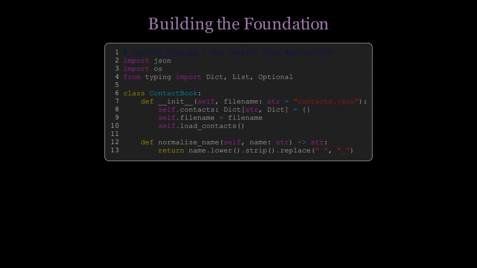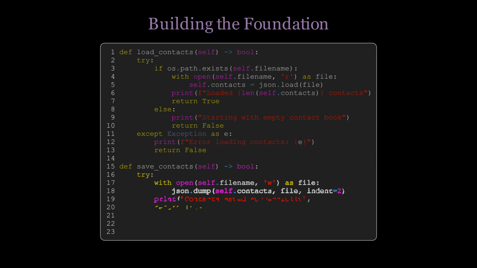Let's start coding. We'll begin with the basic structure and helper functions. Our contact book class provides the foundation with initialization, name normalization for consistent keys, and will include file persistence methods. The normalize_name function ensures we can find contacts regardless of how users type the name.